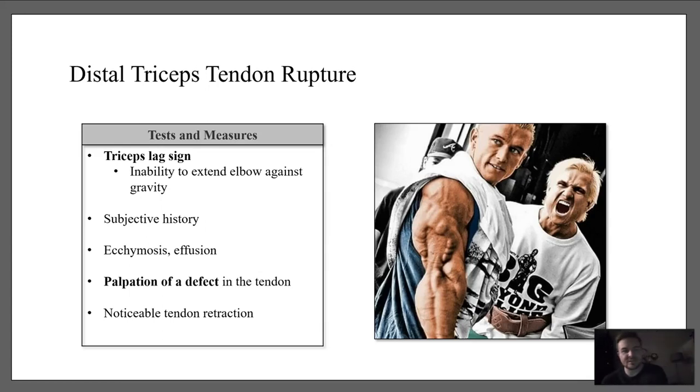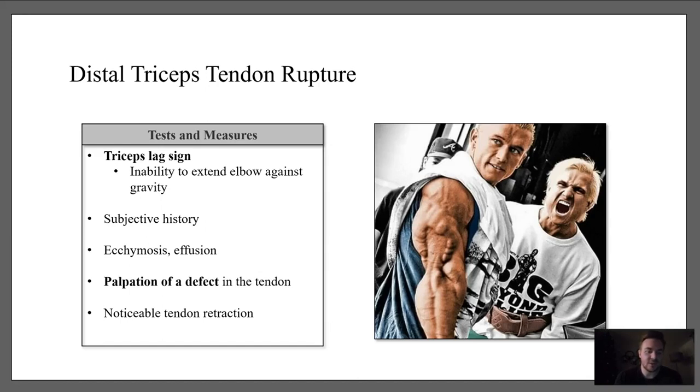But what are tests and measures? I call this the triceps lag sign. It's the inability to extend the elbow against gravity. So if someone comes in and you suspect that this is the injury, or you're covering an on-field event and someone lands on their arm and felt a pop, say, okay, well, I need you to try to extend your arm.